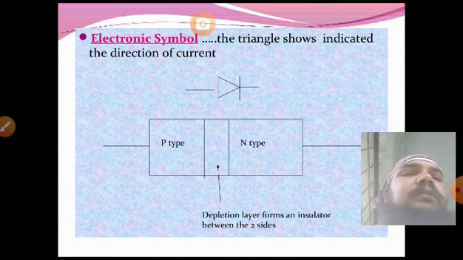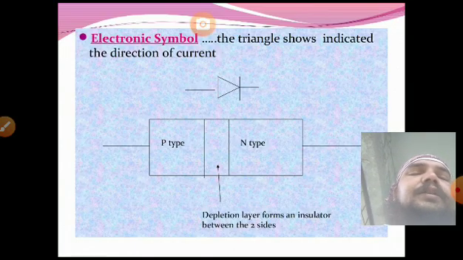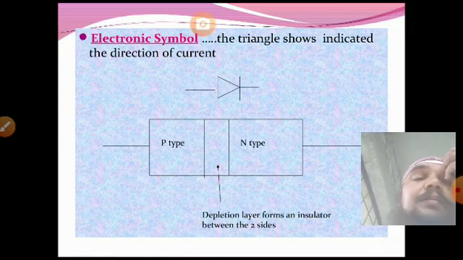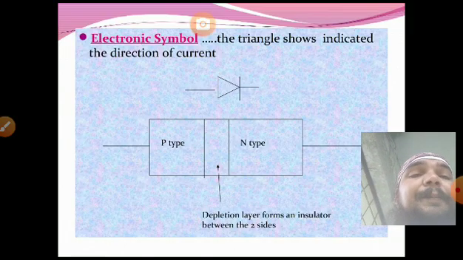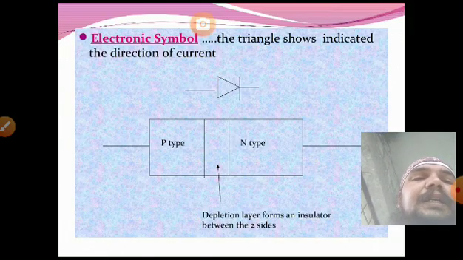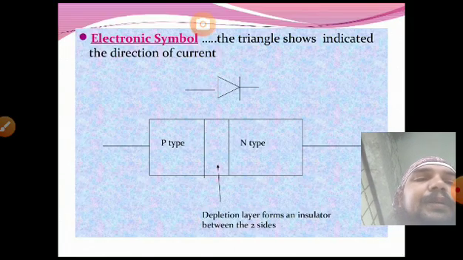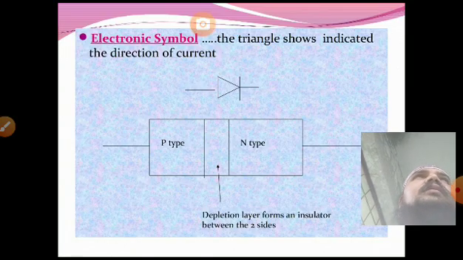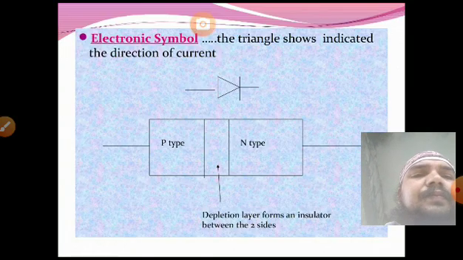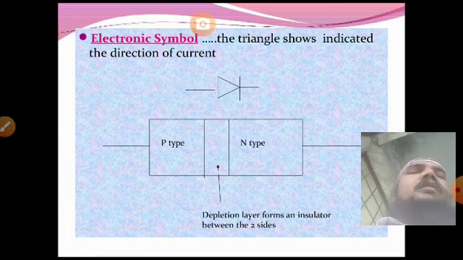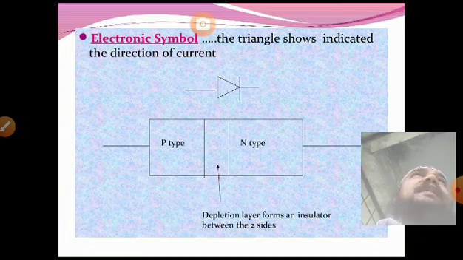A P-type semiconductor is connected to an N-type semiconductor. In between the P-type and N-type semiconductors, a depletion layer is formed, insulating the two sides. The depletion layer behaves like an insulator.